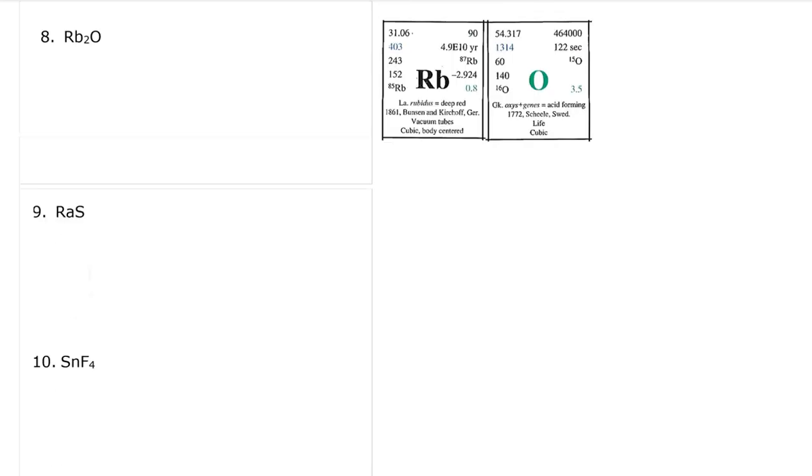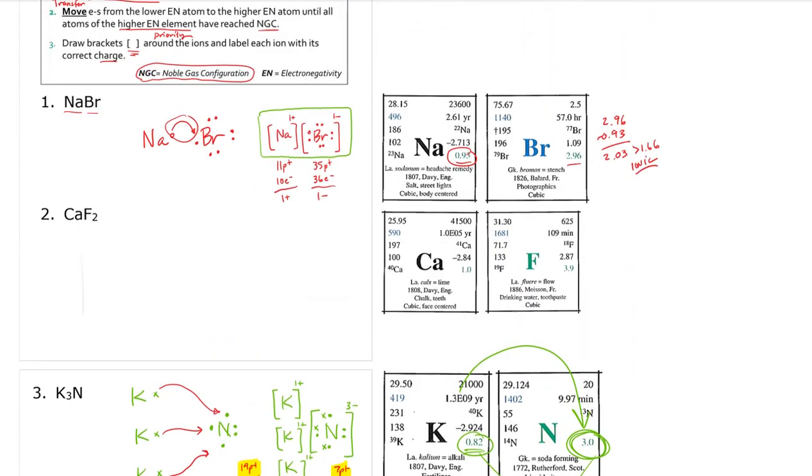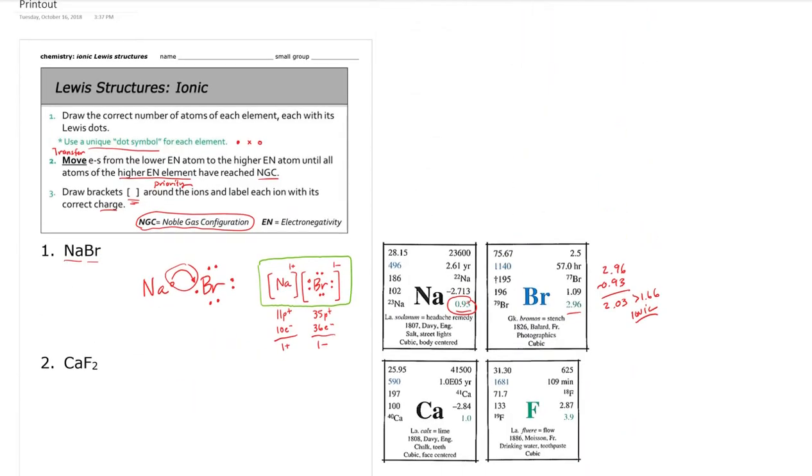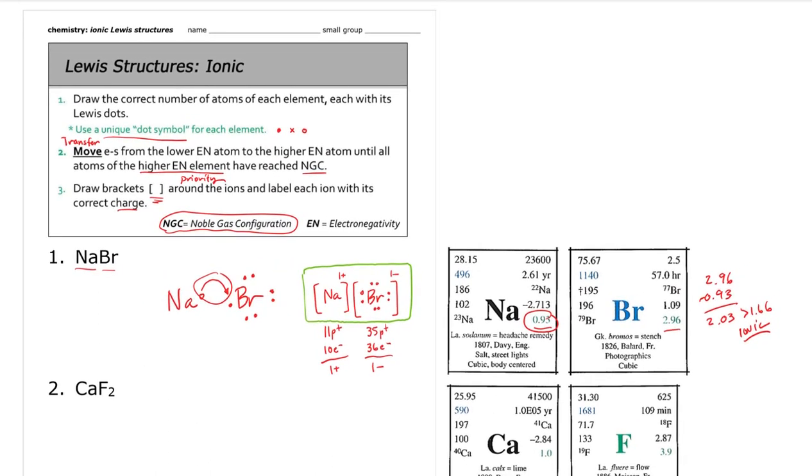So hopefully that helps you get a good feel for ionic compounds. Follow those steps and these examples to kind of help you out. And remember to always look at those electronegativities and make sure you understand why this is an ionic bond. Make that quick subtraction. If you know it's greater than that 1.66, you know what kind of bond you have, and you should proceed with brackets and charges outside of the brackets.